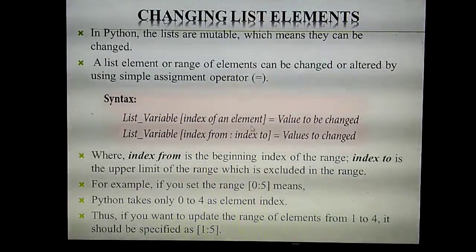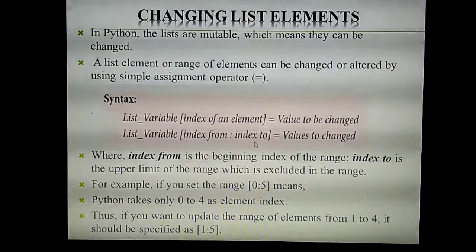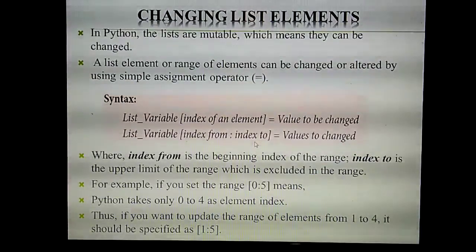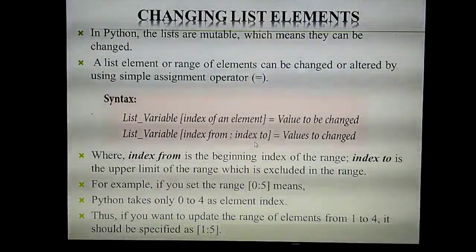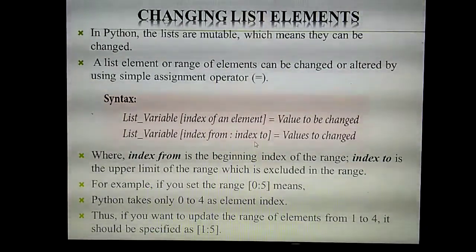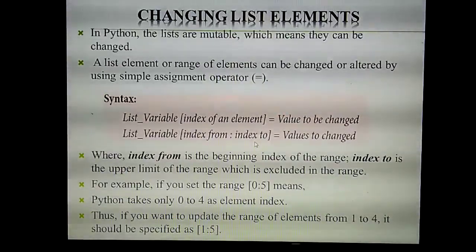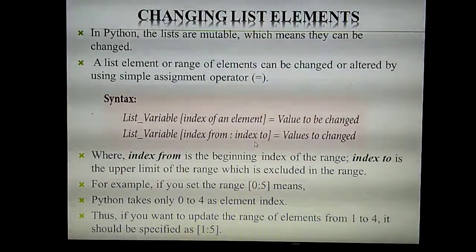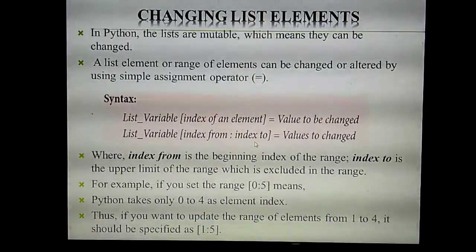So 6, don't give 6. Here you need to give 7. Why? The last index always will take n minus 1. So if you need to make changes from 3rd place to 6th place, you should give the index values from 3 to 7. That means the last index value always takes n minus 1.